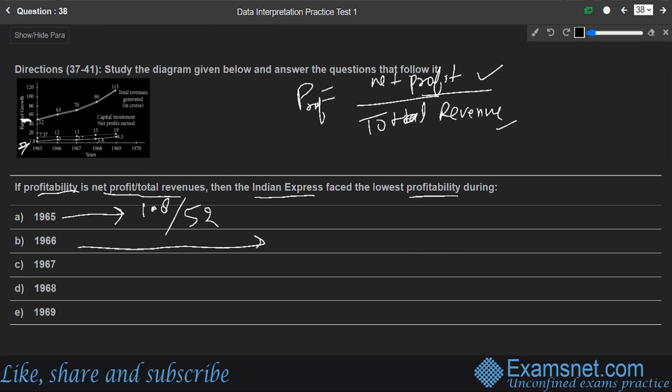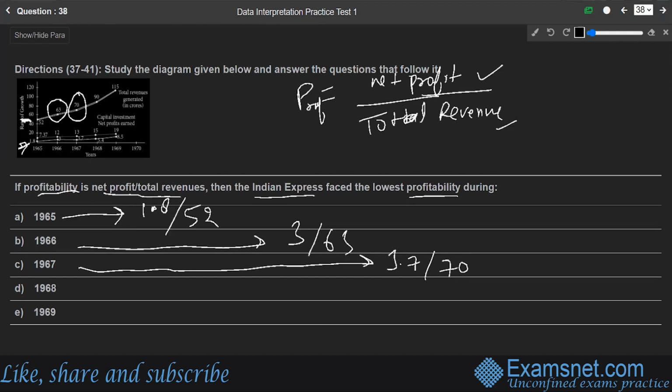For 1966, if you see the below line, the net profit value is 3, divided by the revenue part, which is 63, so it has to be 3 by 63. We can cut this number later on. Then 1967, the net profit is 3.7 from the graph, divided by the revenue, which is 70, so 3.7 by 70. And for 1968 we can find it as 5.4 divided by 90. For 1969 we can find it as 8.5 divided by 115.